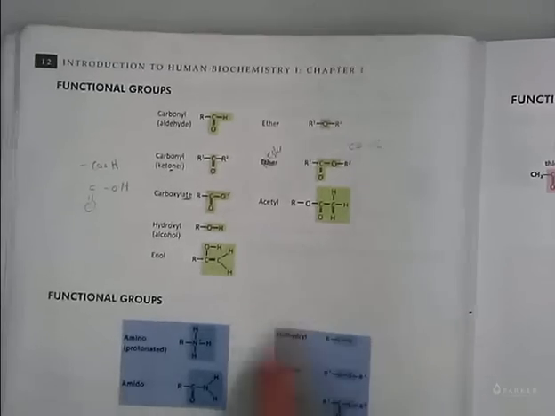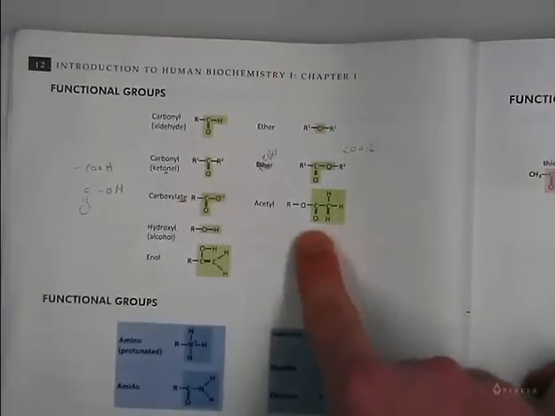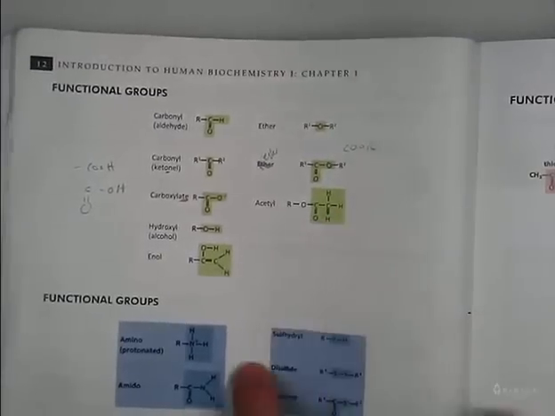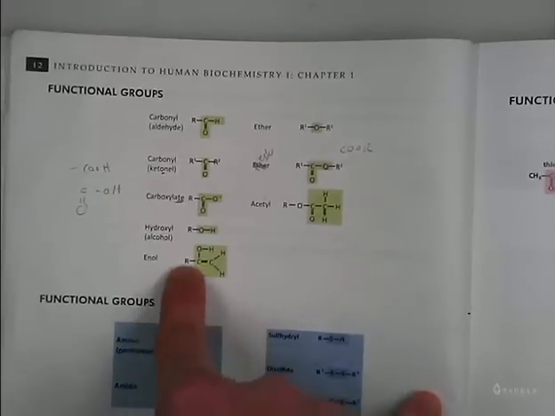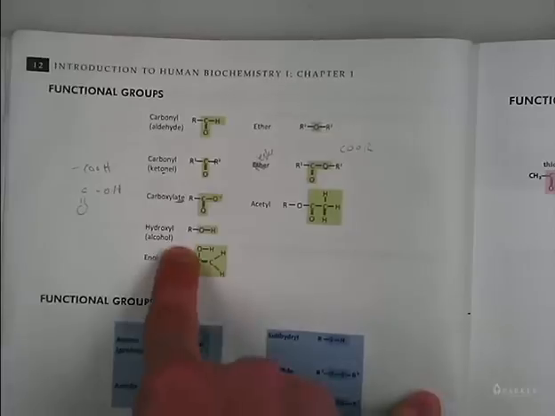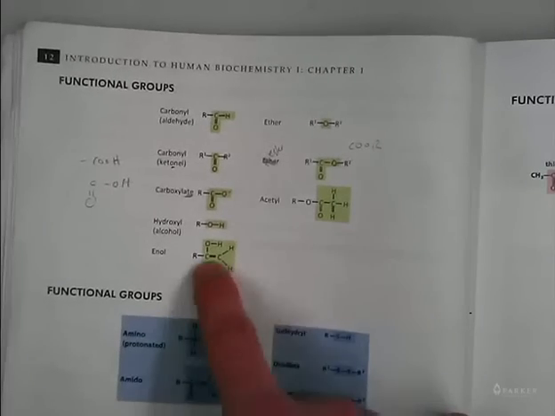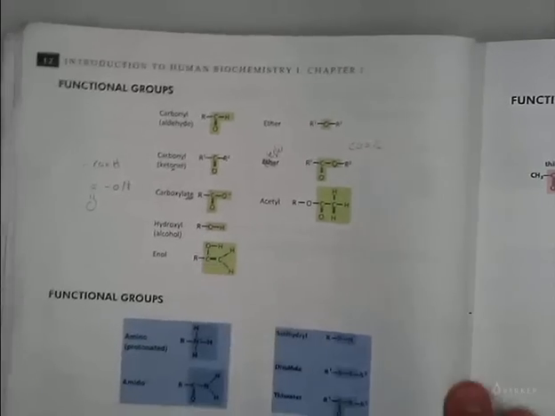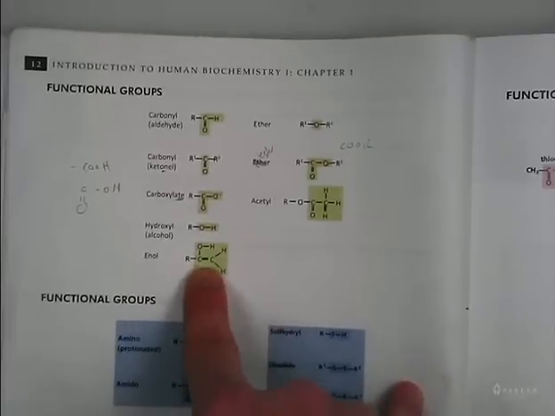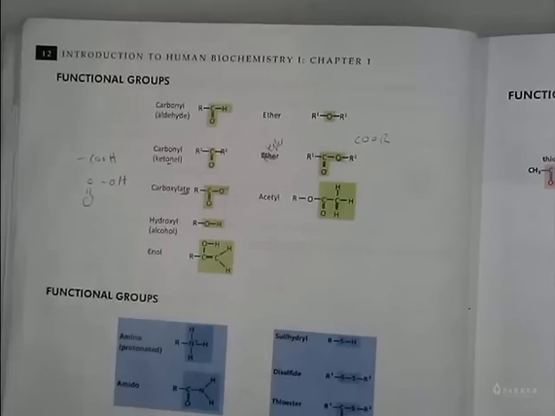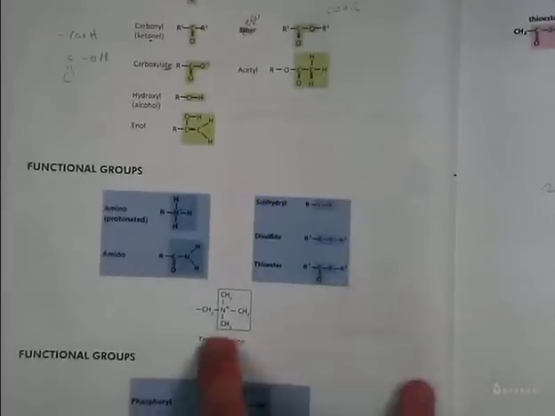Acetyl group, I don't really have a good one for acetyl group. Just know that's C double bond O with a methyl attached to it. Our hydroxyl, we know our alcohols. An enol is just a carbon with an alcohol and another carbon attached to it. But it's a double bond right there. So if you see a carbon-carbon double bond, you're looking for an enol, because that's the only one that has a carbon-carbon double bond. Functional groups, need to know these.